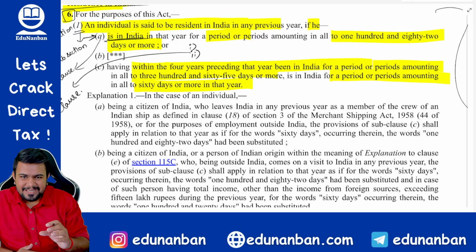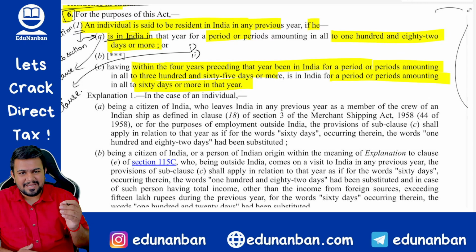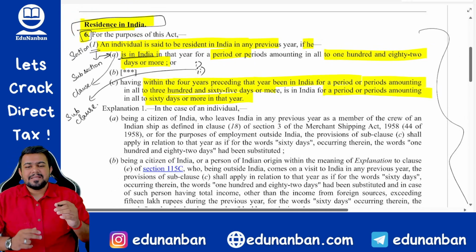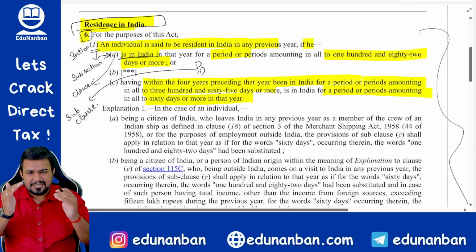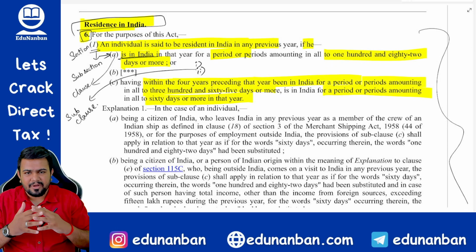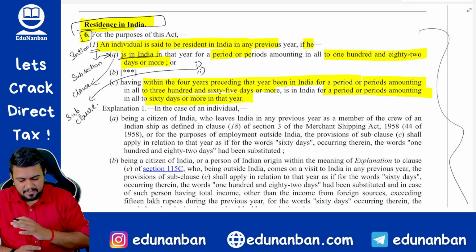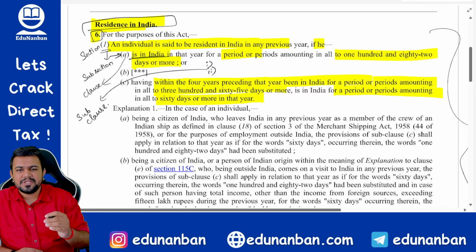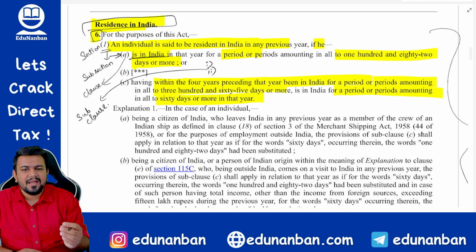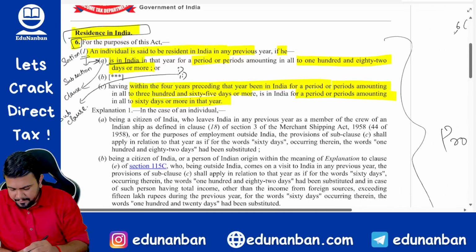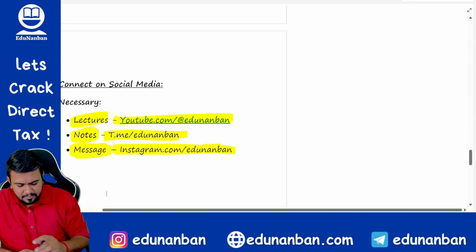This I will be explaining to you in detail when I am taking the residential status chapter. But right now I just want you to understand, see there are two conditions which are given, and both of them combined you have to study to know the meaning of that particular provision. It means which individual will be considered as resident in India and who will not be considered as resident in India. Okay, now let's come back to our introduction.